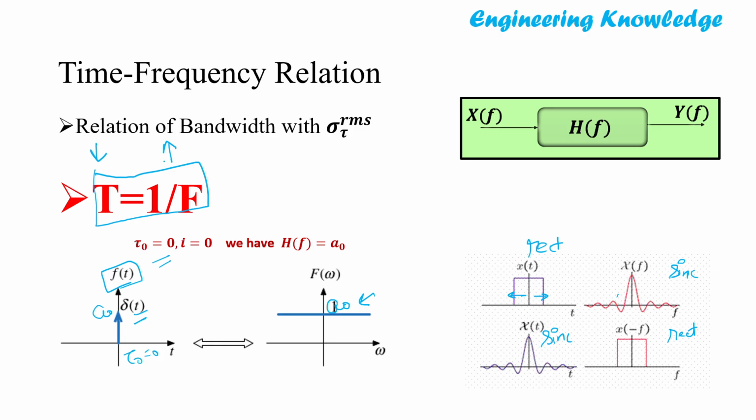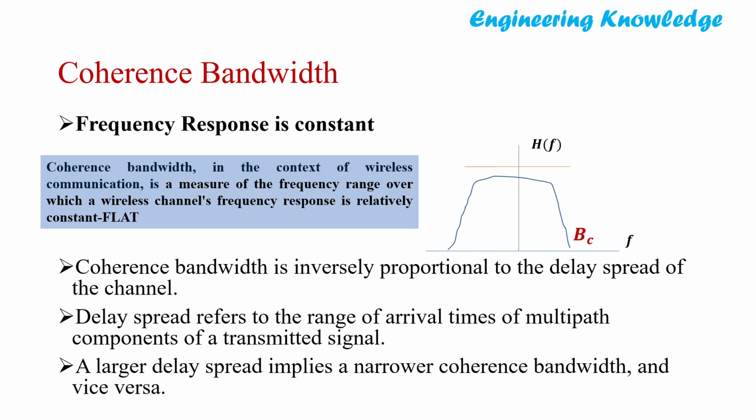So therefore, as I said, when we took a_0 equal to 1, we had a straight line in frequency domain, and this yields the definition of what is called the coherence bandwidth. The coherence bandwidth is basically the range of the frequency over which the channel is perfectly constant. Coherence bandwidth in the context of wireless communication is the measure of the frequency over which the wireless channel frequency response is relatively constant, which is flat, and thus this leads to the most important concept of flat fading.